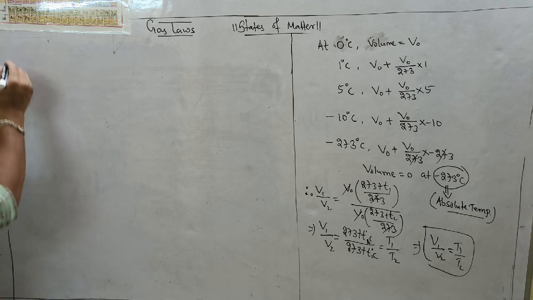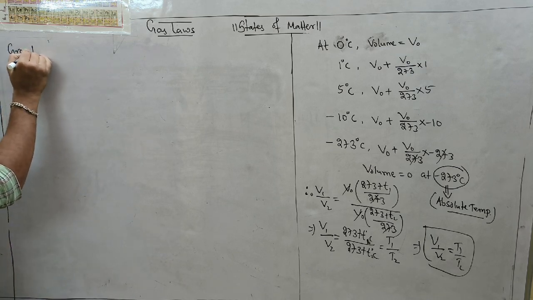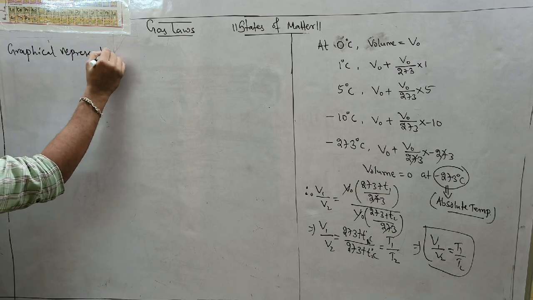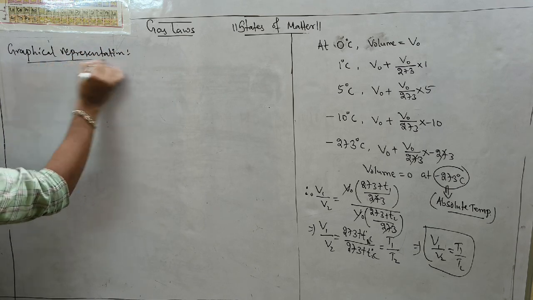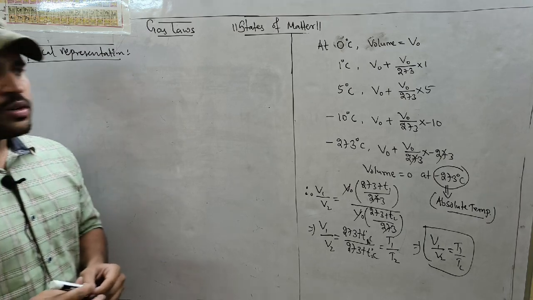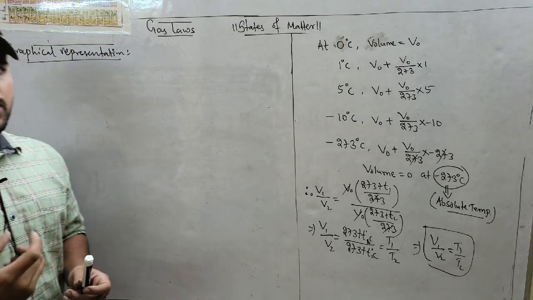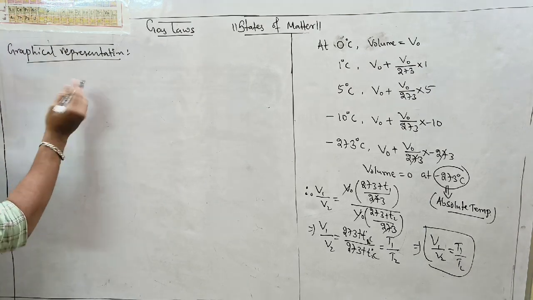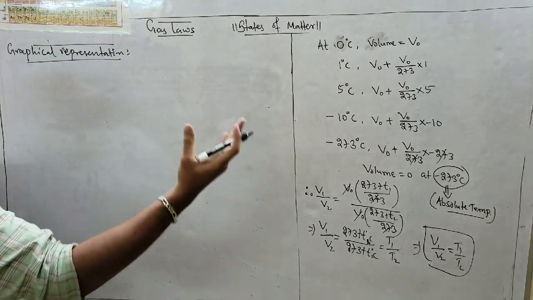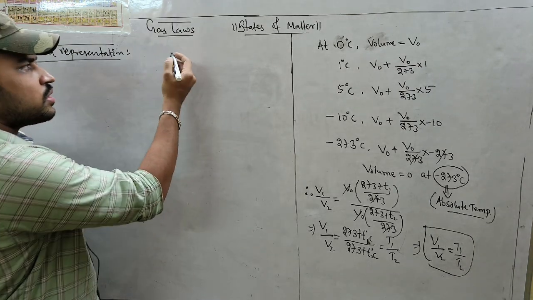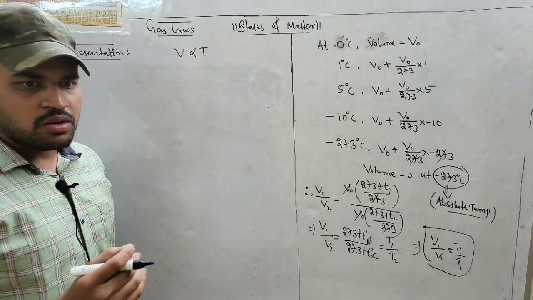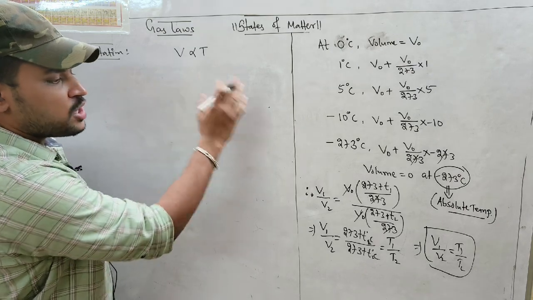So if you see the graphical representation, we can see the graph has to be drawn between volume and temperature. What is that? Volume and temperature. Before doing this graphical representation, I want to tell you one concept. That is, here volume is directly proportional to temperature. In the case of Charles law, volume is directly proportional to absolute temperature.